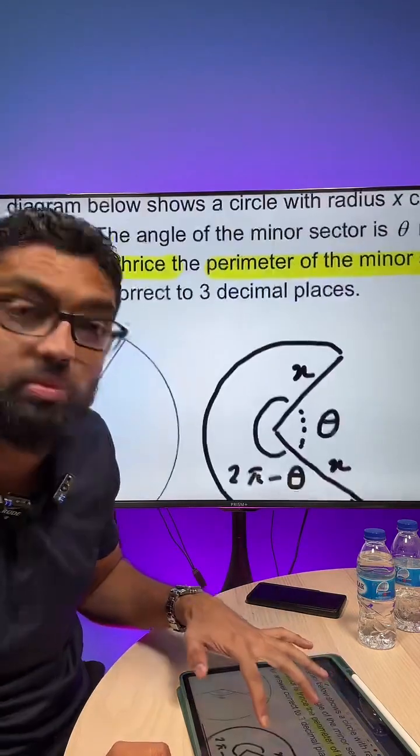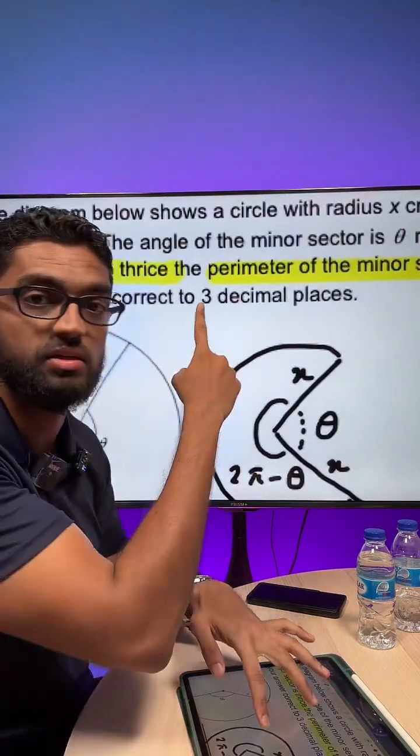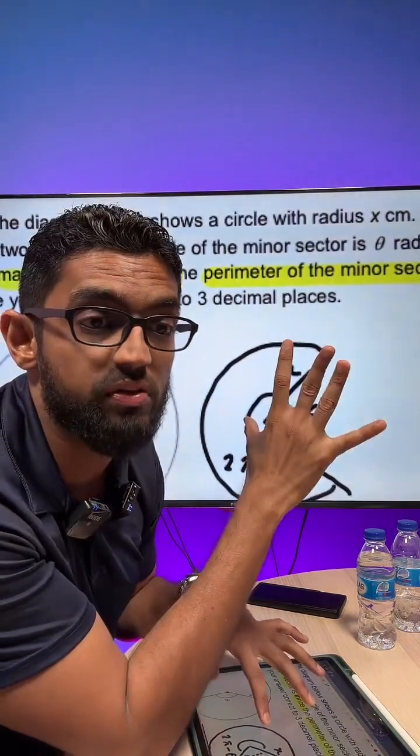In this case, they want it in 3 decimal place, so we round off to 3 dp, in this case. But in many cases, they want it in 3 SF.